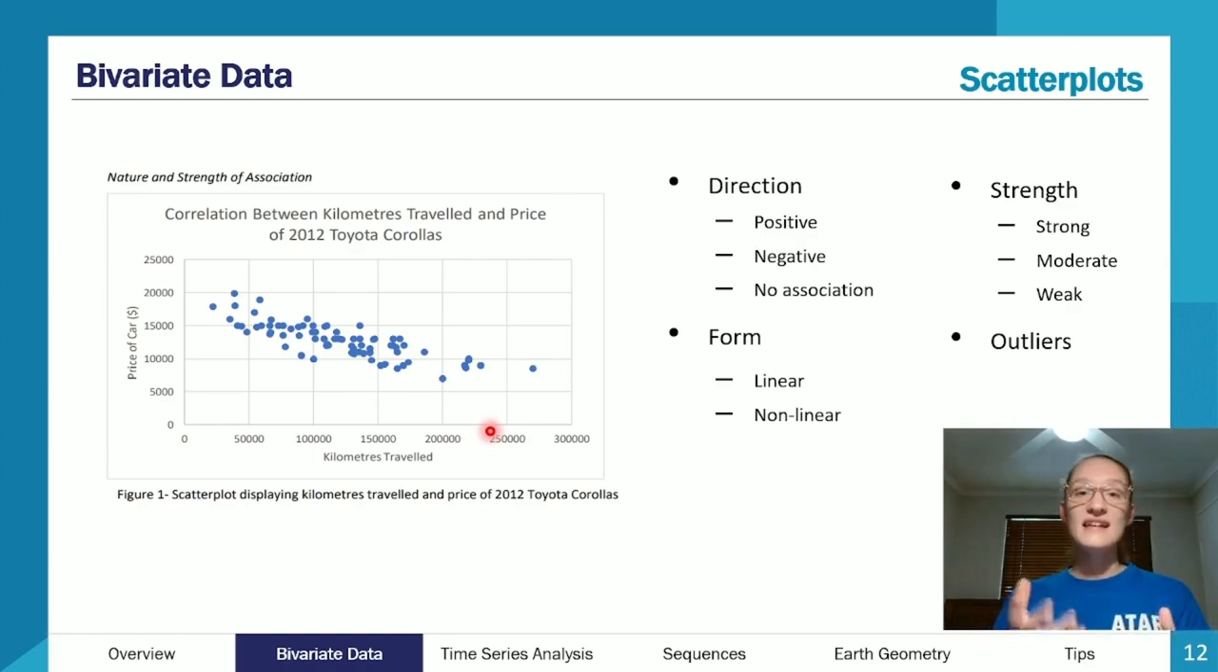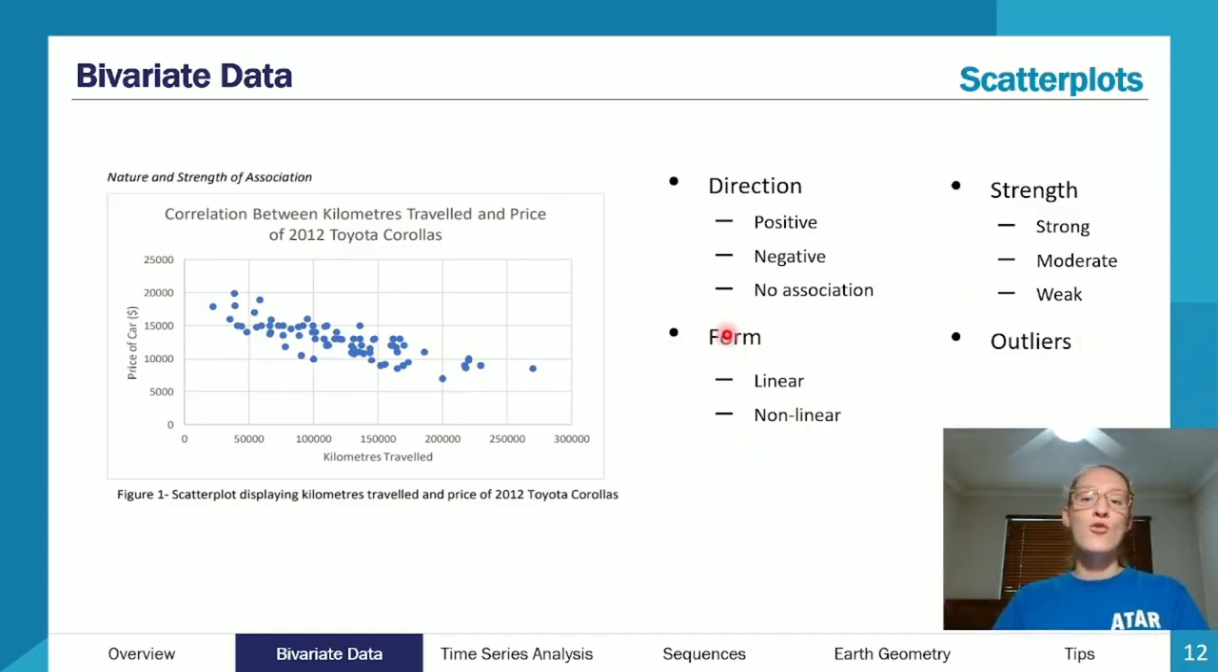Or to link this in with a least squares regression line, if it has a negative slope or a negative gradient, which this definitely indeed would if we were to add a least squares regression line, the sign, whether it's positive or negative, of the slope would also tell us that information.